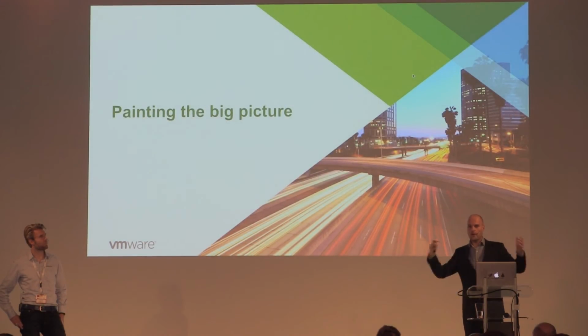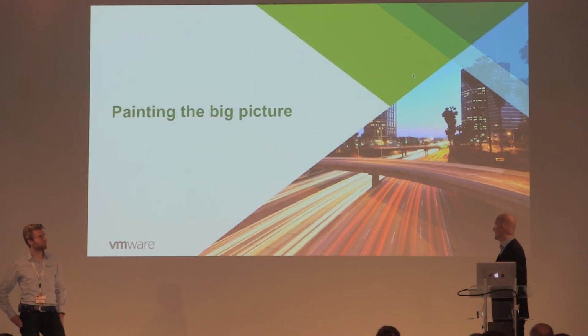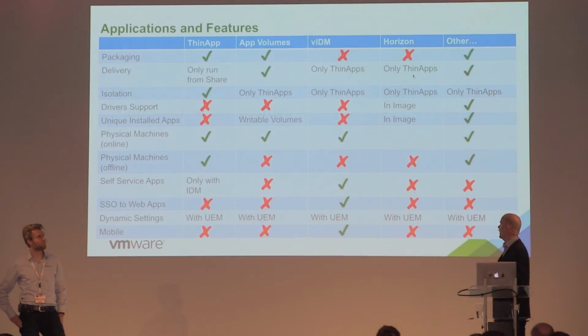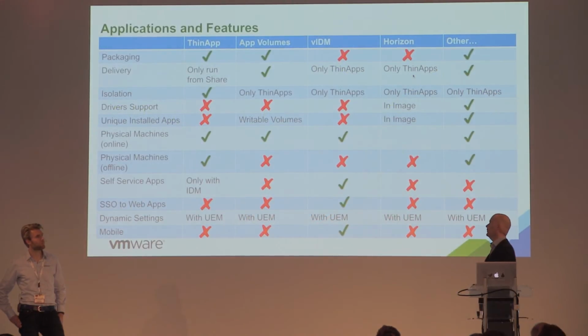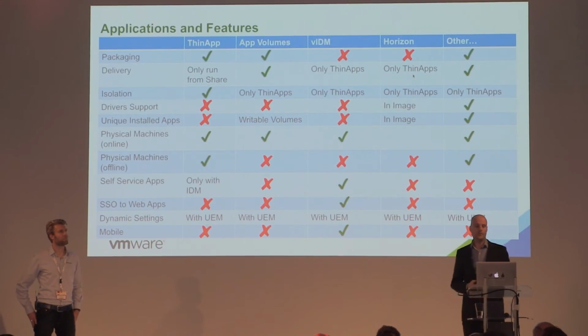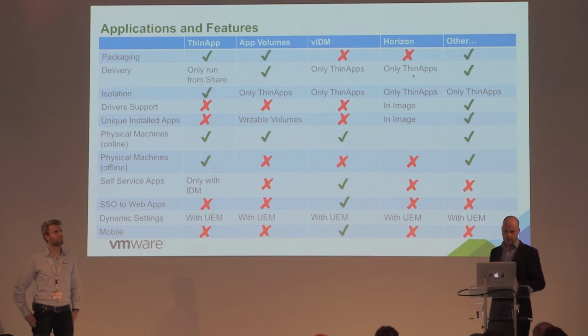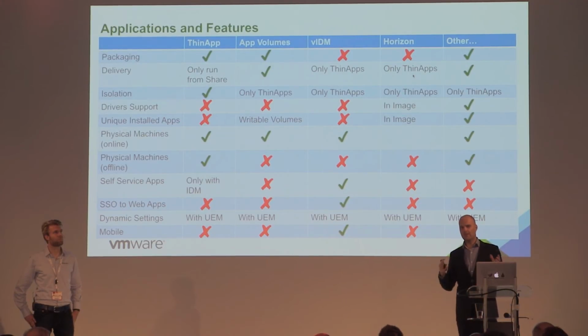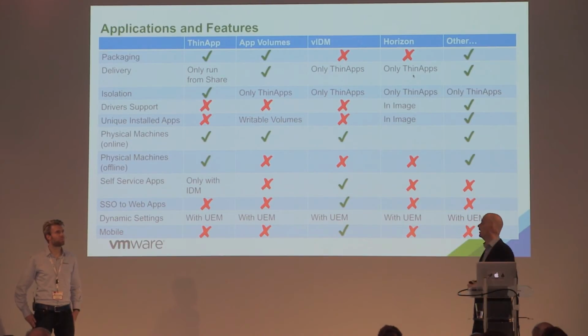So I know this was quite a lot, and I know we went through it quite quickly because of the limited time that we actually have. But if we would look at the bigger picture, the products we've seen today are ThinApp, App Volumes, VIDM, and Horizon. If you would use them individually, you would see that you would never be able to fit an entire enterprise application estate or user estate into each and every single one of them.